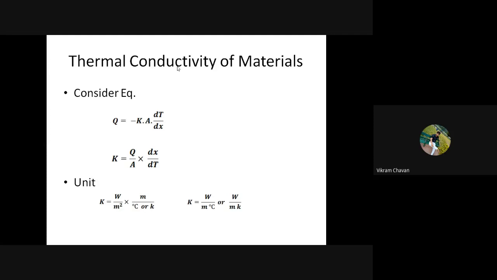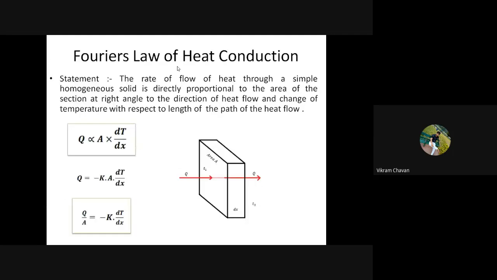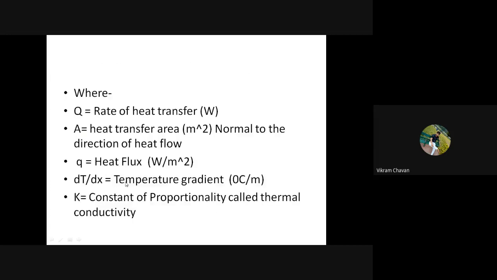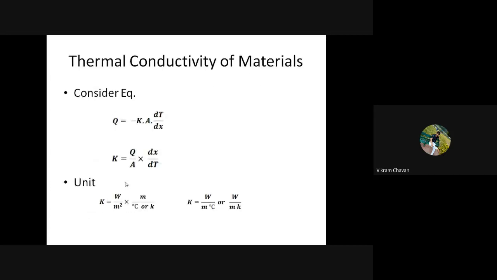What we have considered initially is this equation only. Q is equal to minus K multiplied by A multiplied by dT divided by dx. We have just rearranged this equation in the form of K, that is nothing but thermal conductivity. So after rearranging, K is equal to Q divided by A multiplied by dx divided by dT.